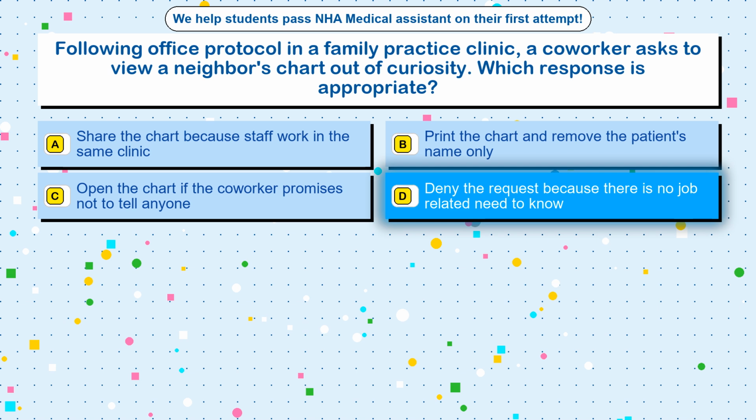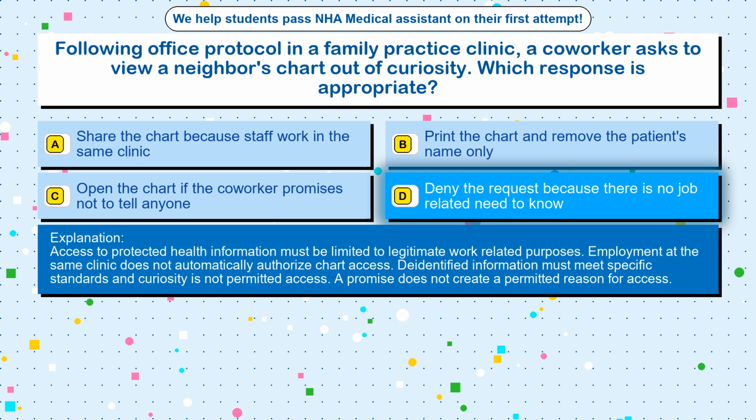The correct answer is option D, deny the request because there is no job-related need to know. Access to protected health information must be limited to legitimate work-related purposes. Employment at the same clinic does not automatically authorize chart access. De-identified information must meet specific standards and curiosity is not permitted access. A promise does not create a permitted reason for access.